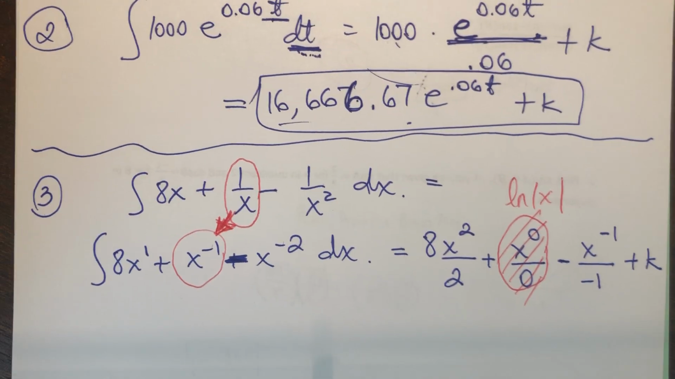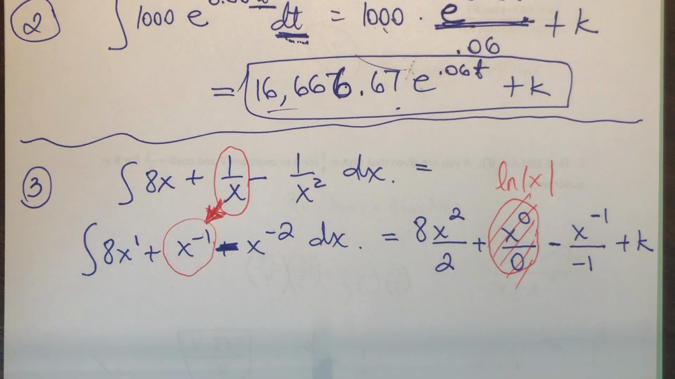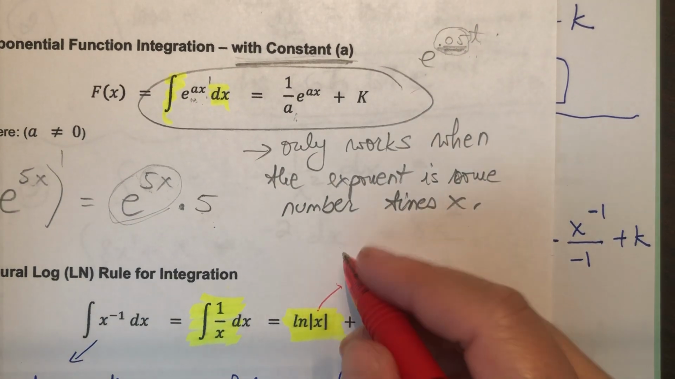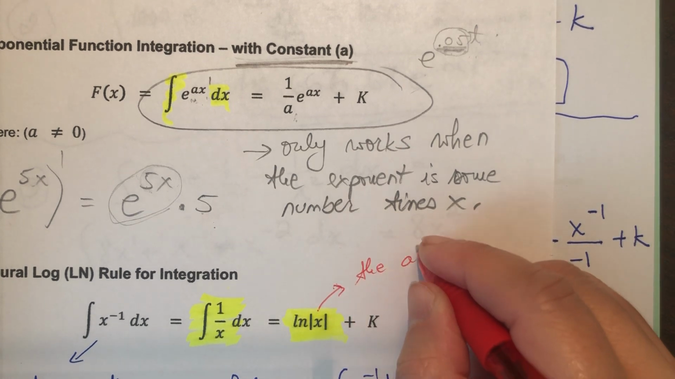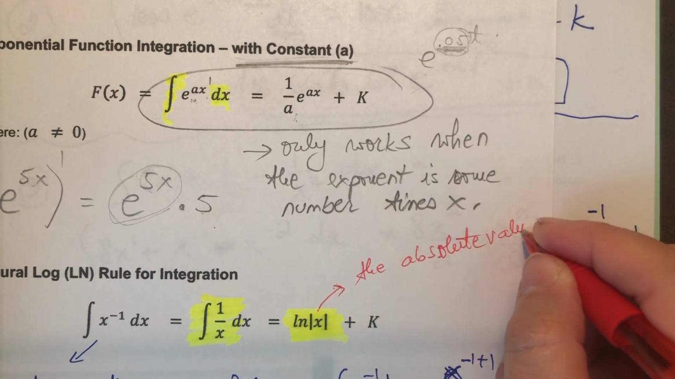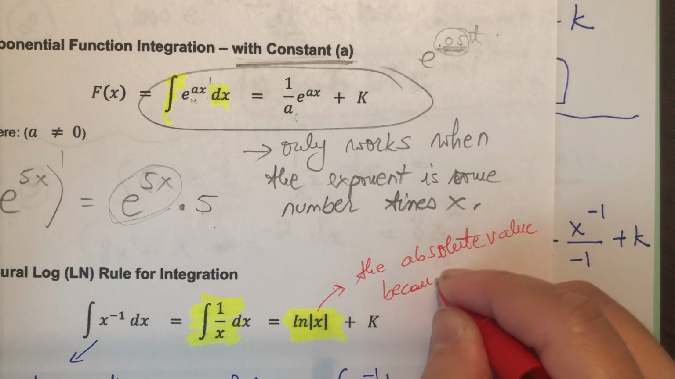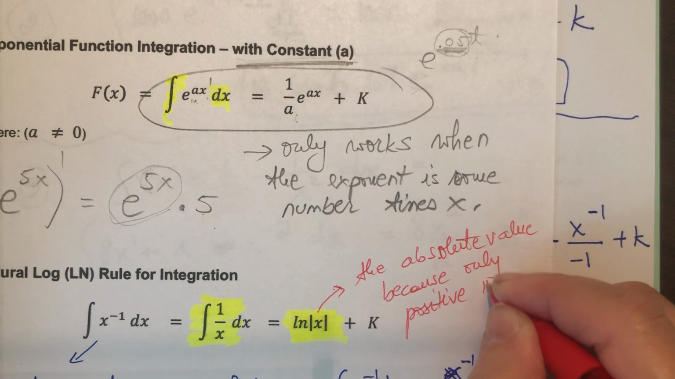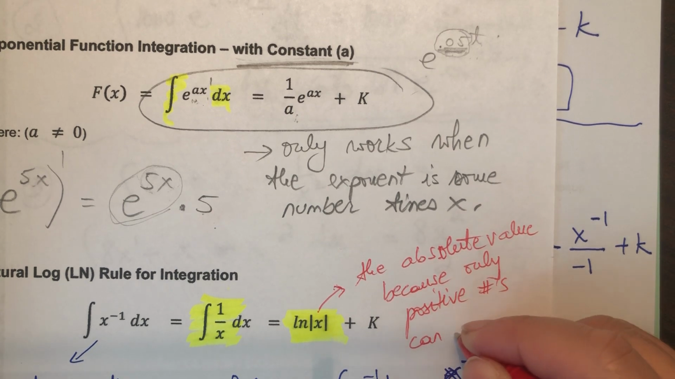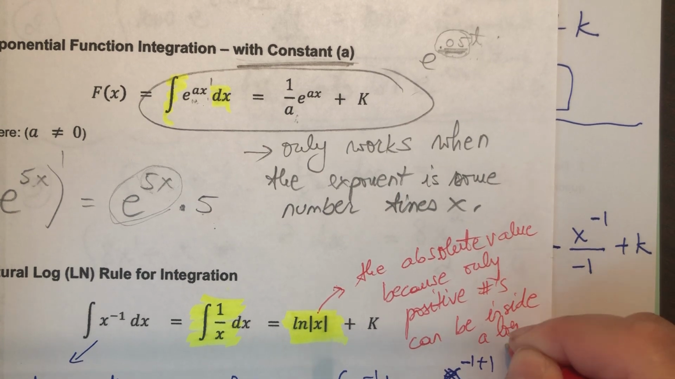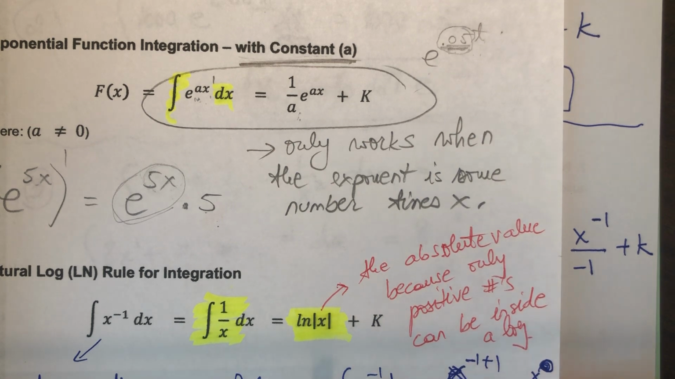I said that in the 5.1 video. The absolute value was there. Why? Because we do want to make sure, let me write it one more time here. The absolute value is because only positive numbers can be inside a log. And we are not told what kind of a variable this x is.